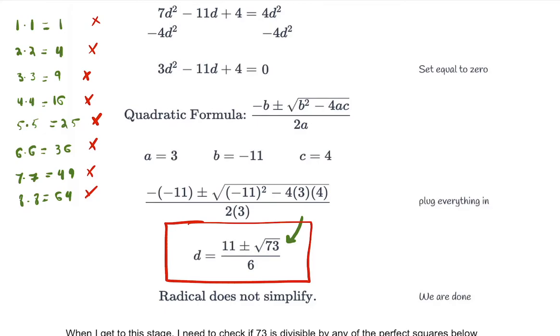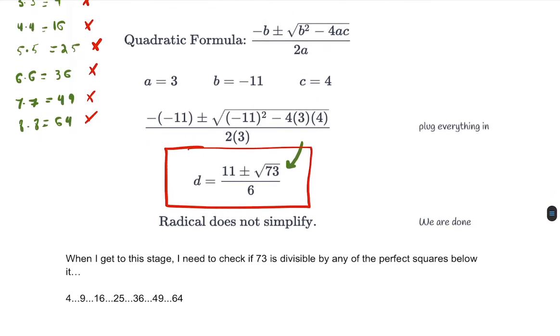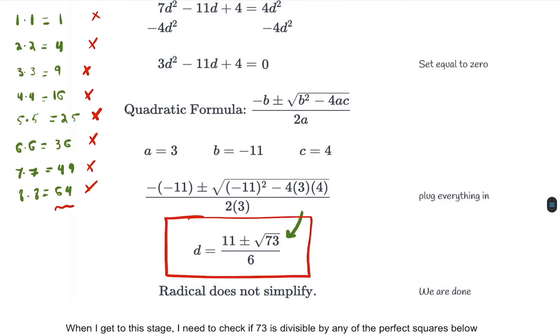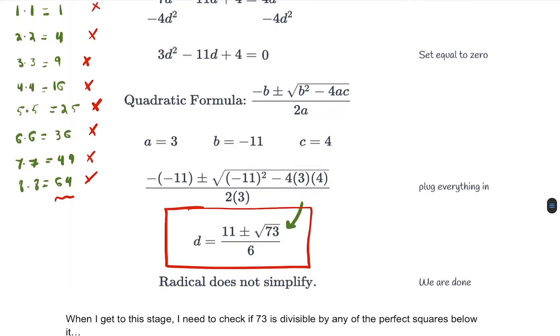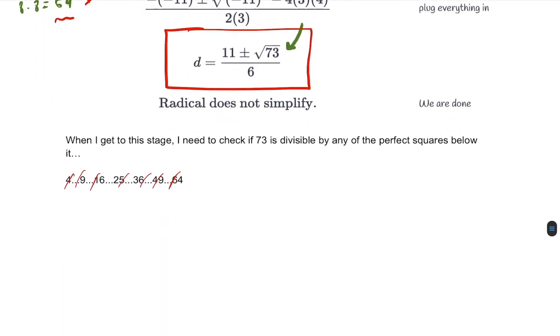There are no perfect squares you can take out of 73. Okay? So 73 was not divisible by any of these perfect squares, and we are done. Obviously, part of the work today is just making sure you can go through those perfect squares and figure out which ones are and are not divisible into the discriminant. Okay, so here we go.